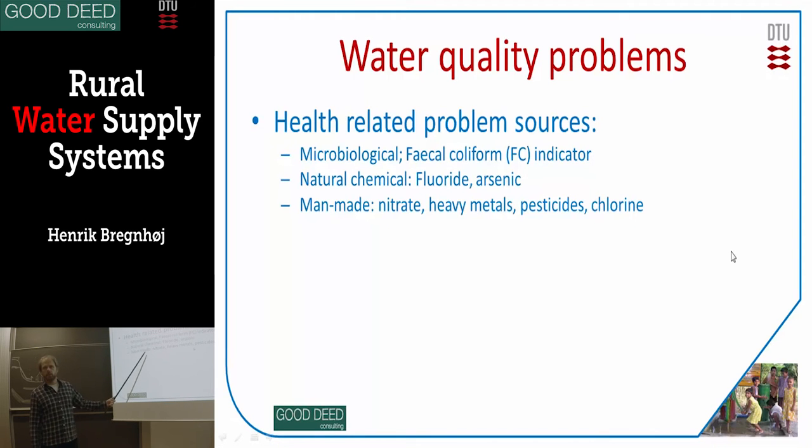And then we have some man-made things. If we have too much nitrate, heavy metals, pesticides, even chlorine that is used for treating the water, some of our pollution can also create problems for the drinking water.